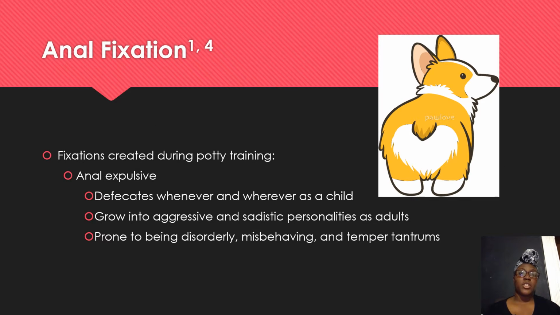For an anal fixation, there are two types of people. There are anal expulsive and anal retentive. An anal expulsive fixator was created during the potty training phase, reacting to the frustrations of toilet training by defecating whenever and wherever they please instead of on the schedule that the parents are trying to enforce. These children turn into anal aggressive personalities that form the basis of cruel and sadistic adult behaviors and tend to have temper tantrums and misbehave more.